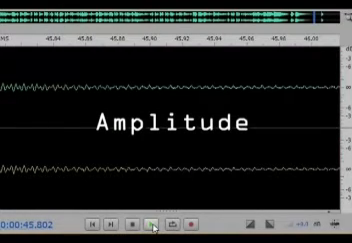The amplitude is the vertical height of the wave. The taller the wave, the louder it is. As the sound diminishes, it turns into a straight line.